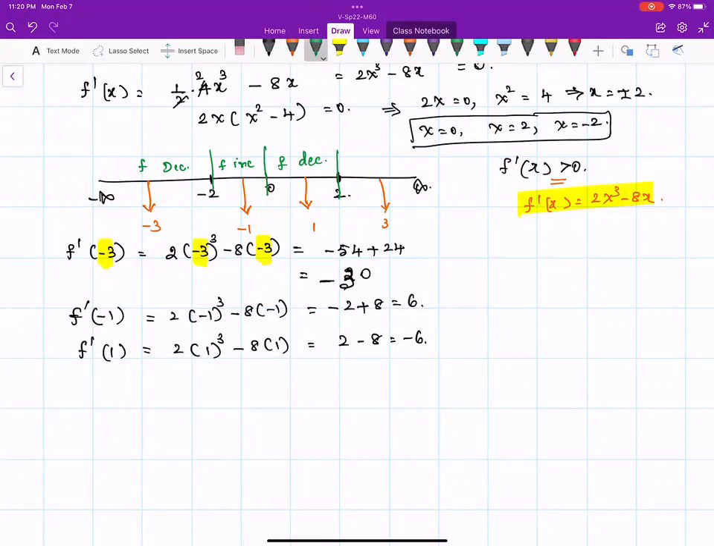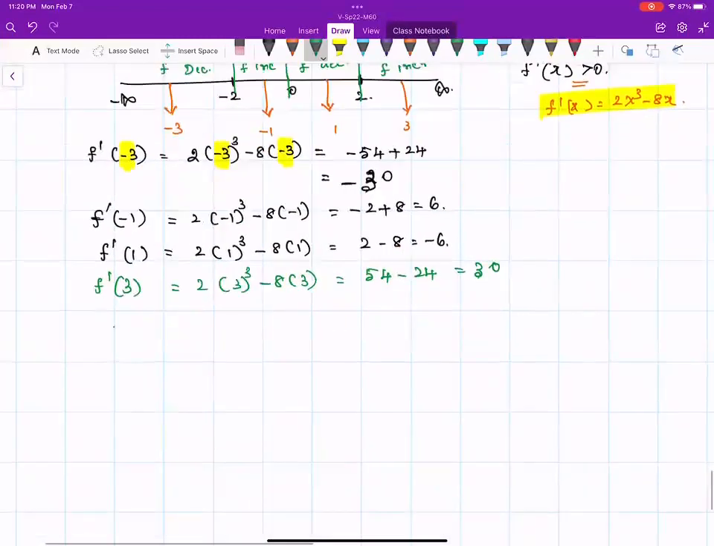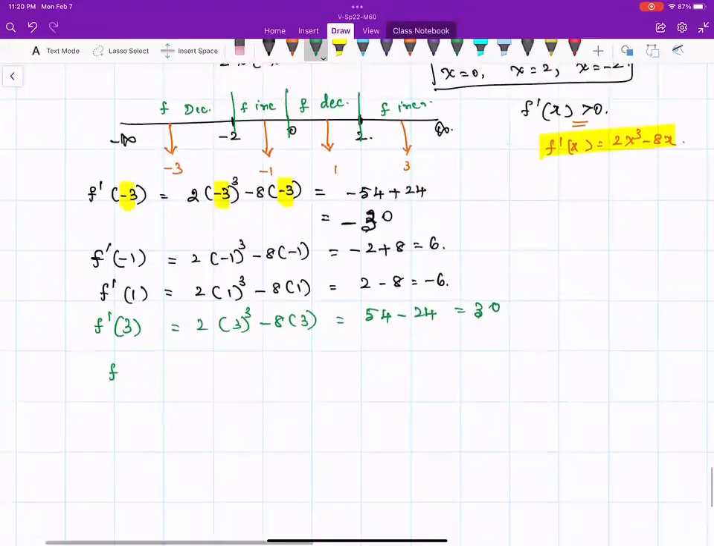Between 2 and infinity, our test point is 3. So f prime of 3 is 2 times 3 cubed minus 8 times 3. It's 27 times 2, which is 54, minus 24, which is equal to positive 30. If it is positive 30, f is increasing. So we have found the intervals where f is increasing and where f is decreasing. So we have to write that for part A.